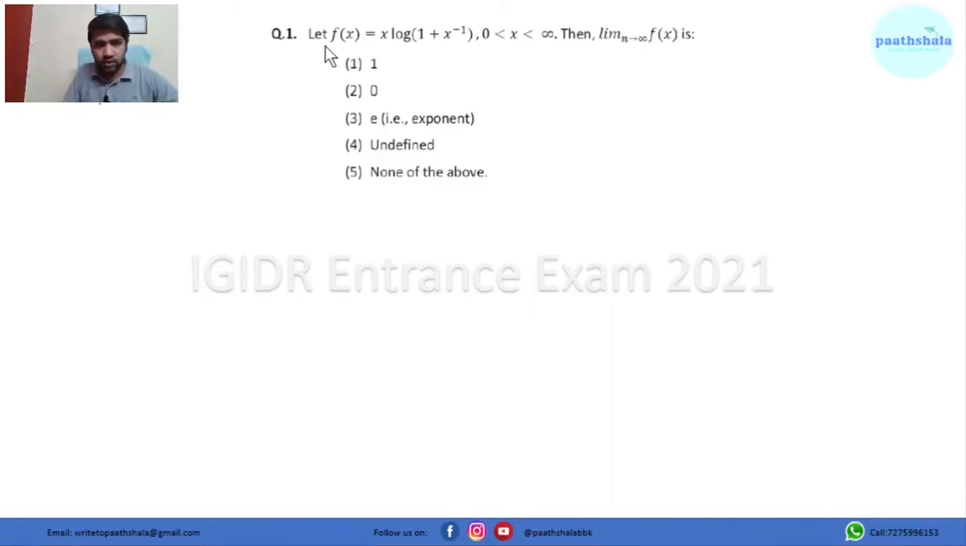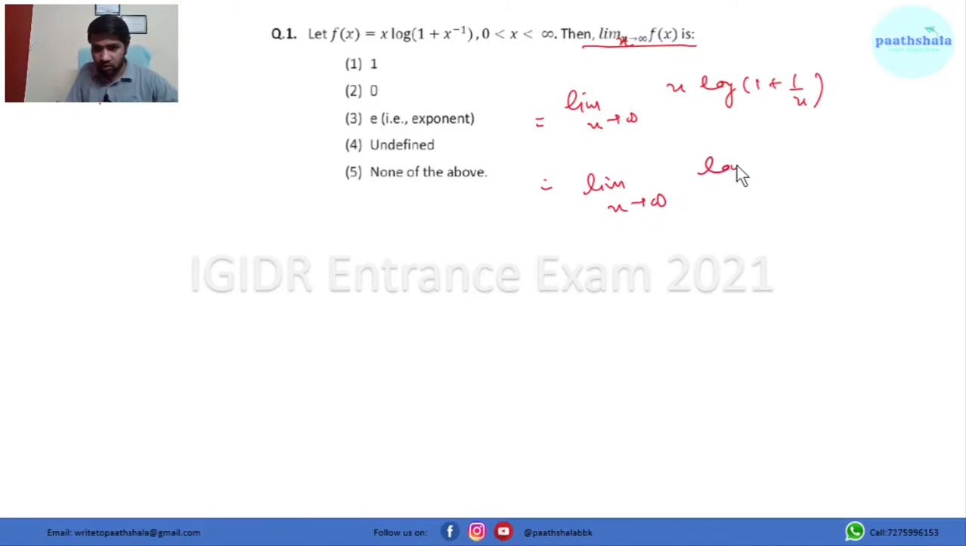In the first question, it is asking: let f(x) equals x log(1 plus 1/x), and x is ranging from 0 to infinity, then find the limit as x tends to infinity of f(x). So we have to find the limit. Here this will be the limit as x tends to infinity, and the function is x log(1 plus 1 upon x). We can further rewrite it as the limit as x tends to infinity of log(1 plus 1 upon x) divided by 1 upon x.